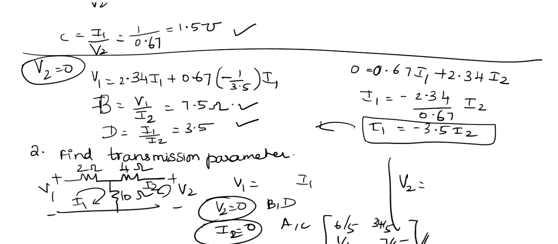Clear? So all the four parameters are over. Z parameter, otherwise called open circuit impedance, and Y parameter, short circuit admittance, hybrid parameter or mixed parameter, and the last one ABCD parameter or transmission parameter or chain parameters. So just try the sum. Clear? Thank you.